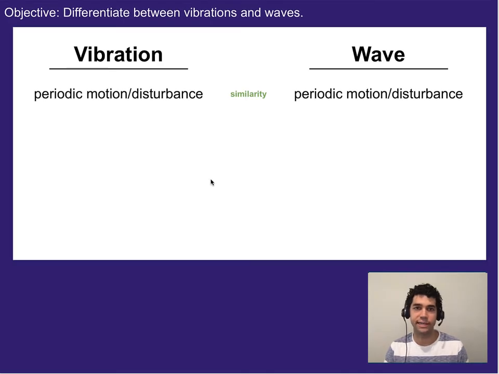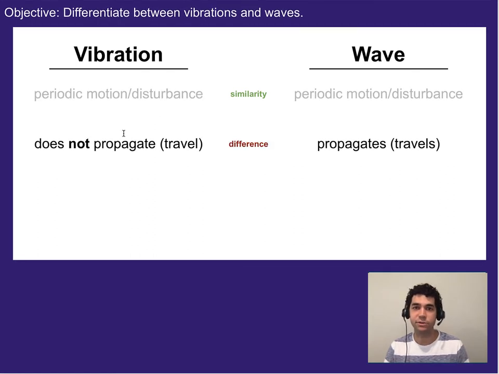All right, so just to cap it off, the difference between vibrations and waves, or some similarities as well: vibrations and waves both involve periodic motion or disturbances. That's a similarity. A difference, though, is that vibrations do not propagate. That's a big fancy word for traveling. Versus waves do travel. Just the disturbance, though, not the actual material of the wave that's traveling through itself. So whatever the wave is traveling through just vibrates, but the wave or the energy travels.